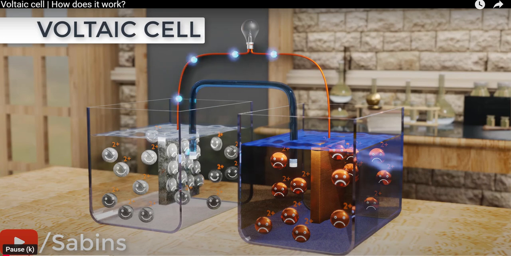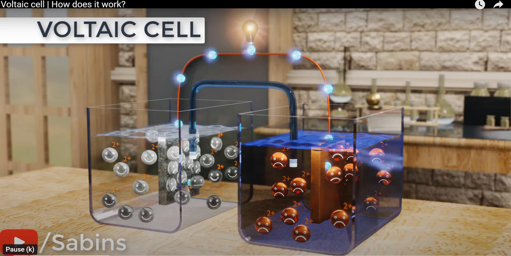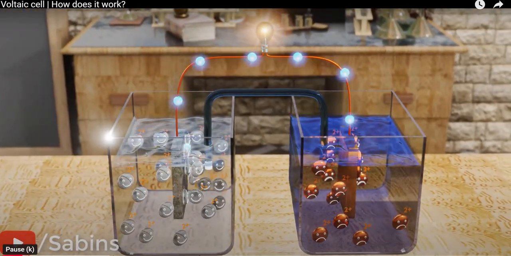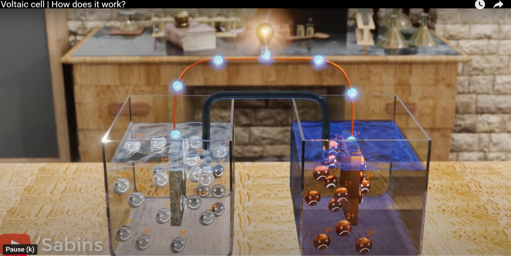The galvanic or voltaic cell is the easiest and most fundamental cell to understand. Let's take a look at this animation to see how this cell produces a voltage and current flow.